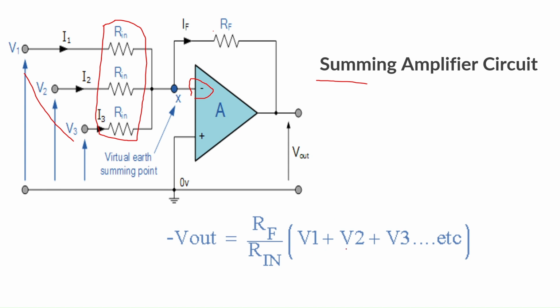This minus sign indicates that there is a phase shift between the output and input. Generally this minus sign has to be placed here, but there is no difference if you place the minus here or there. V out equal to gain, minus Rf by Rin. This equation is applicable only when all three resistances are of the same value Rin. So the output is Rf by Rin into the input voltage, which is nothing but V1 plus V2 plus V3, with a negative sign. This is all about the summing amplifier circuit.